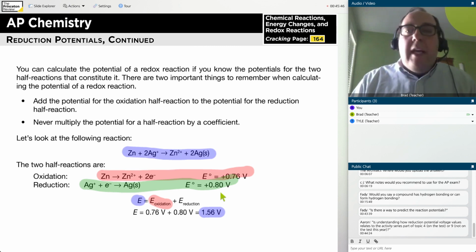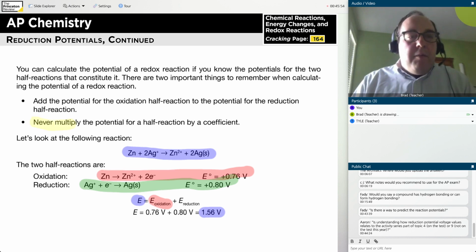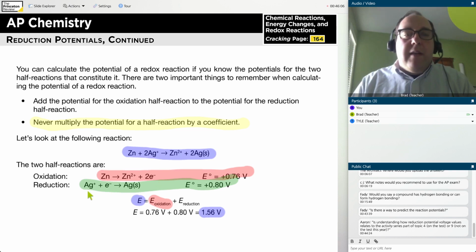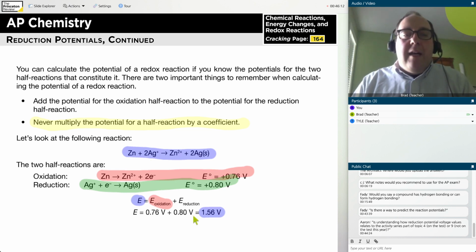I want to get into the free response question so we can apply some of this. But before we do that, I want to point out something extremely important here. You never multiply the potential for a half reaction by a coefficient. If you note here down below, in order to make the number of electrons in and out work out, we had to multiply the silver reaction by 2, right? That's where the 2 comes from in the net reaction here.